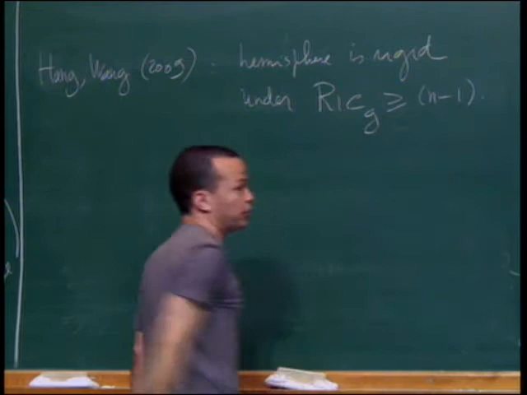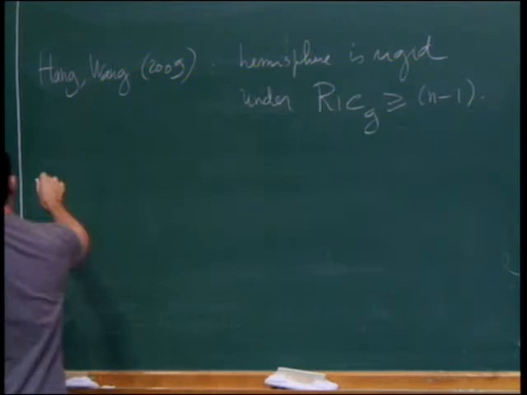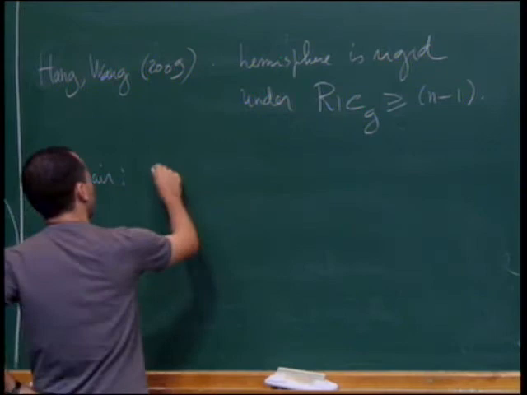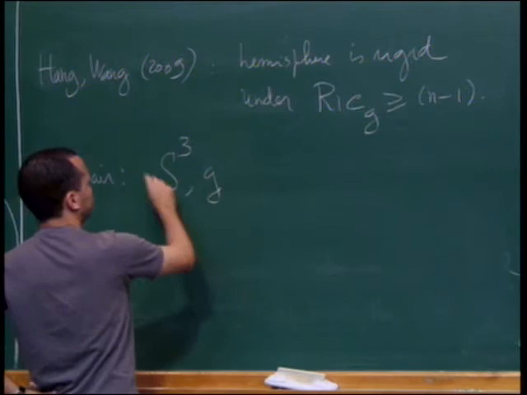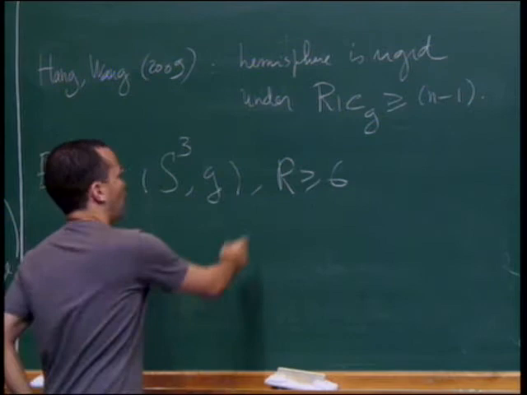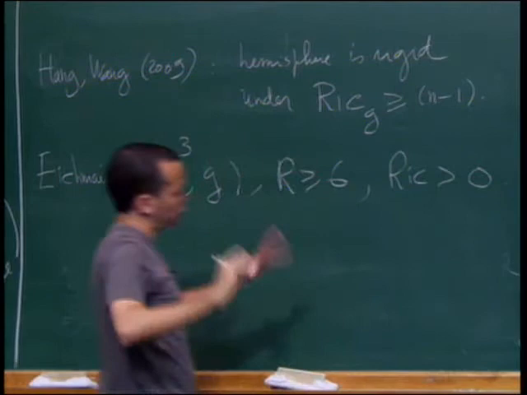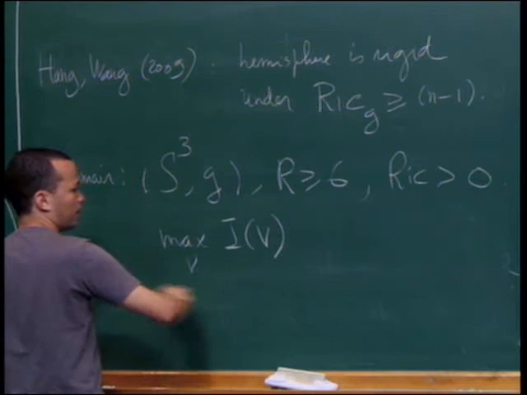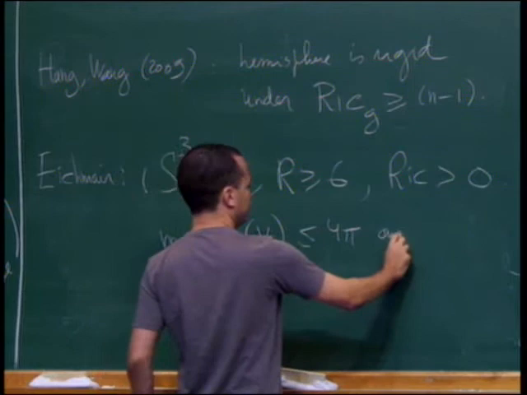Let me mention another result. This is due to Eichmair. Again, this is a rigidity result for which the model is a round sphere. What he proved was the following. If you have a metric on the sphere, so now we go to three dimensions, a metric on the three-sphere, and you suppose that the scalar curvature is at least the standard scalar curvature, which is 6 if the radius is 1, and he needs an extra assumption that the Ricci curvature is positive, so this works in a neighborhood of the standard sphere, he proved that the maximum of the isoperimetric profile is always bounded by 4 pi, and if equality is achieved, then you are the round sphere.